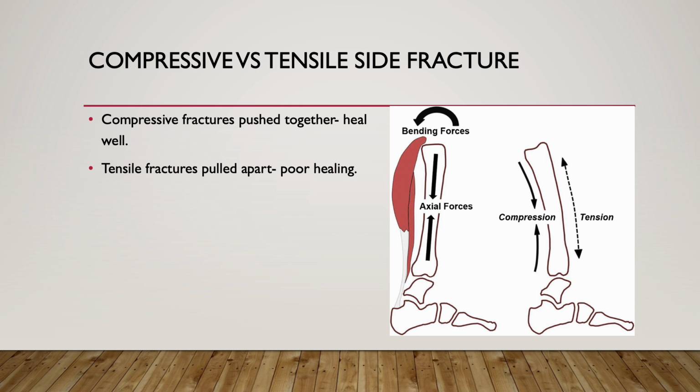So compressive fractures are pushed together, right? When we are walking, the posterior part will be compressed, and whatever fracture line is there is going to be pushed together, and it is going to heal. While the tensile part is going to be pulled apart, and because it is being pulled apart, the healing will become very poor.